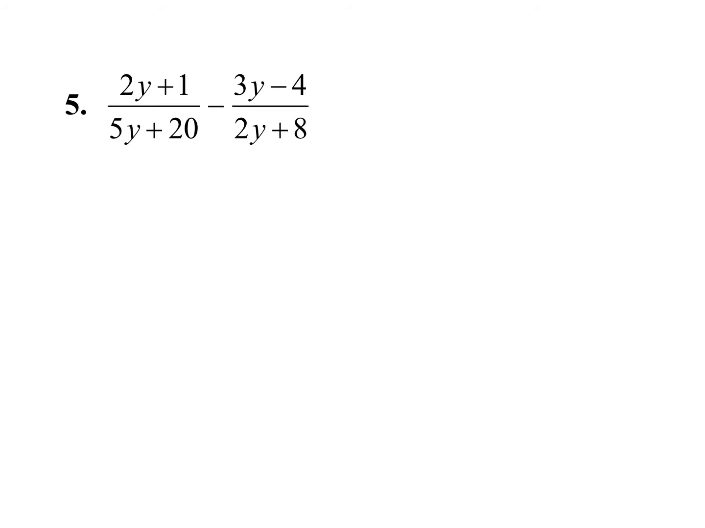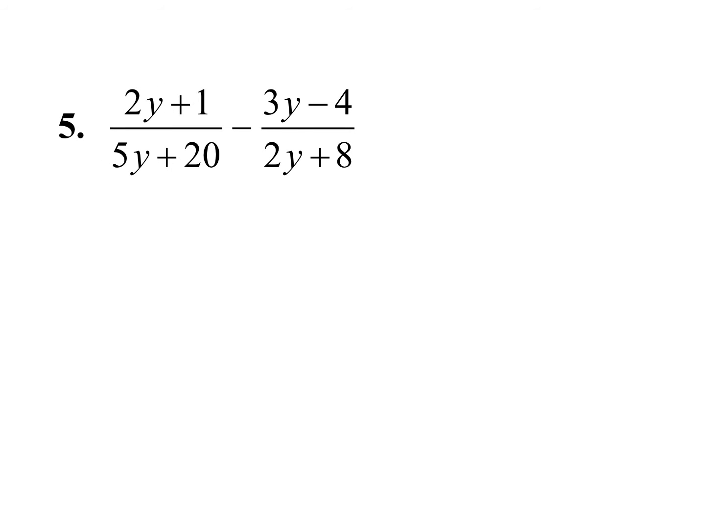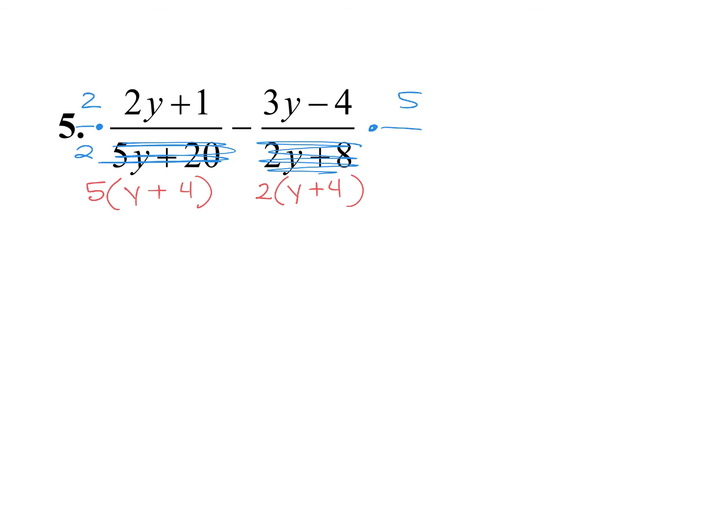Number 5. What do you do first? GCF, which in the denominator here is going to be 5. So you're left with y plus 4. Down here it's going to be a 2, and you're left with y plus 4. What are you multiplying the left side by? 2 over 2. Yeah, 2 over 2. The right side? 5 over 5. Okay, so that's going to give us a common denominator of 10 times y plus 4.